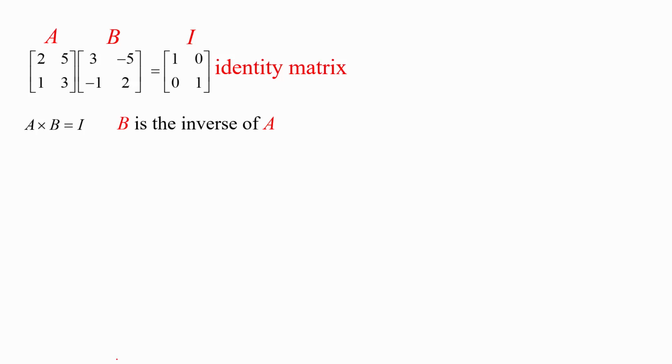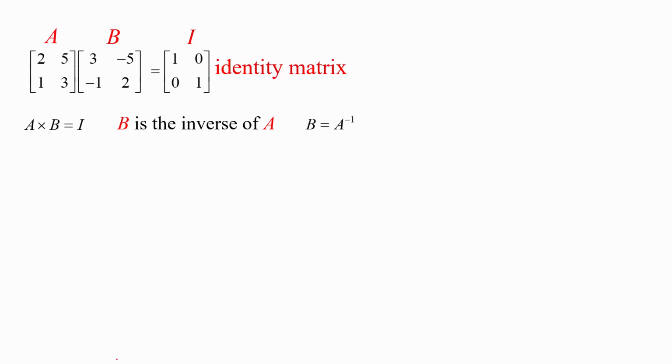Think of the identity matrix as having an equivalent in the normal number system as 1. In other words, a number times another number equals 1. That means one number is the reciprocal, or inverse, of the other. For example, 4 times a quarter equals 1. So a quarter is the reciprocal inverse of 4. And that's how we write it.